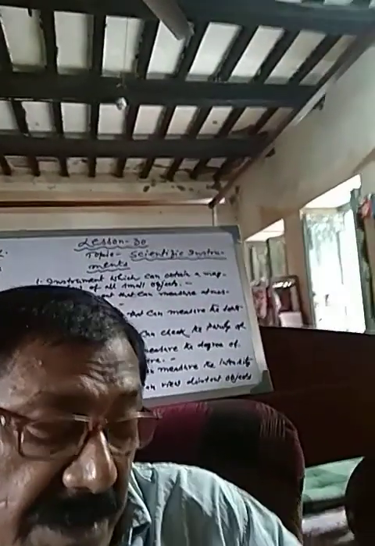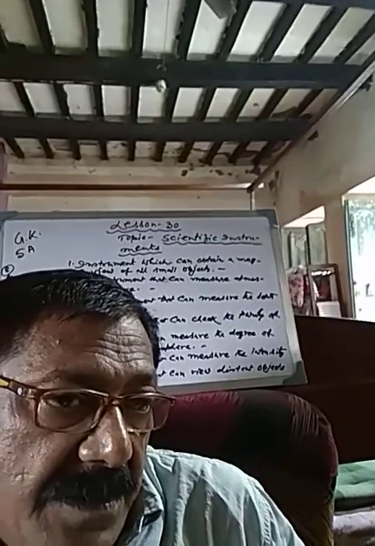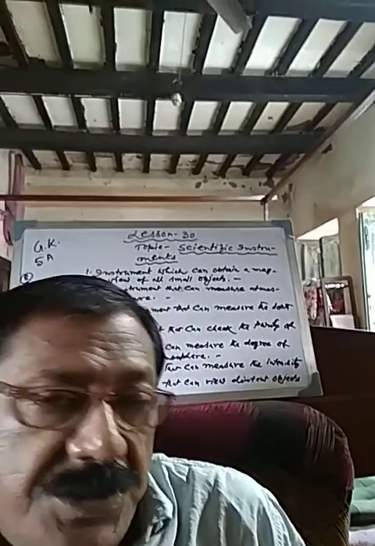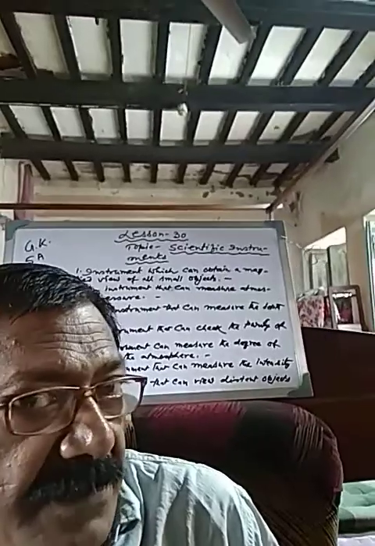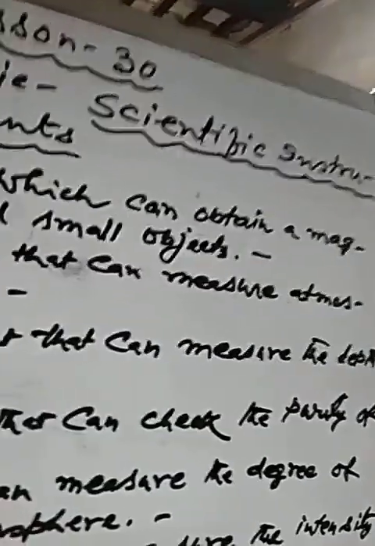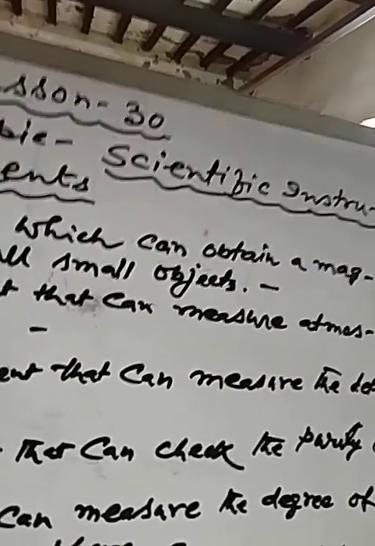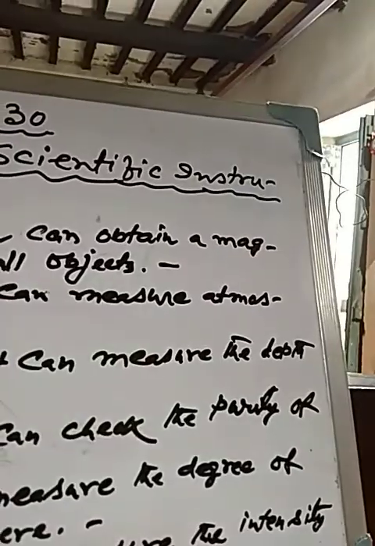In today's GK class, I am going to teach you a new lesson. What is the name of the lesson? Mentioned in the board. You see, the name of the lesson is Scientific Instruments. Lesson number 30, Scientific Instruments.